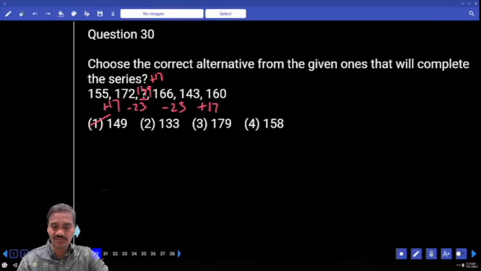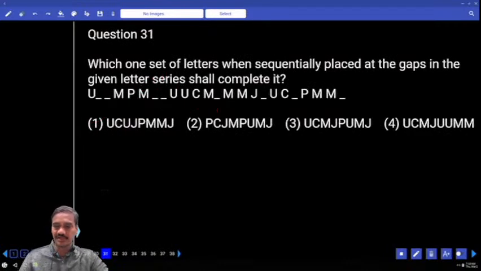The next one, question number 31, letter sequence. How many elements are there all together here? 3, 4, 5, 6, 8, 10, 12, 14, 16, 18, 20, and 24. Now this 24 can be written as 1, 2, 3, 4, 5, 6, then 1, 2, 3, 4, 5, 6, and again 1, 2, 3, 4, 5, 6.